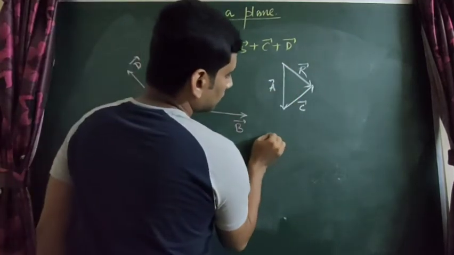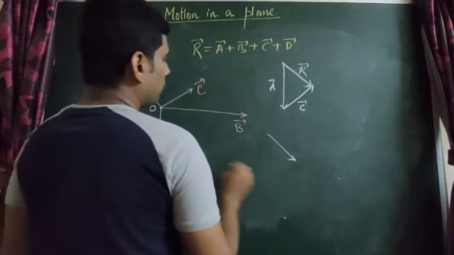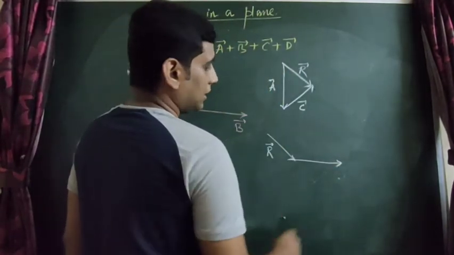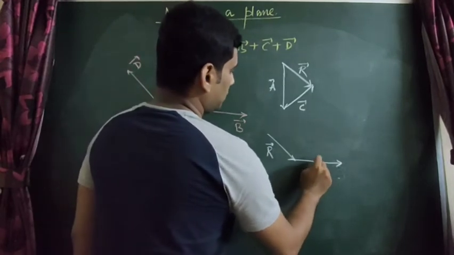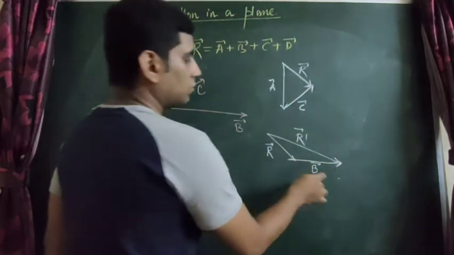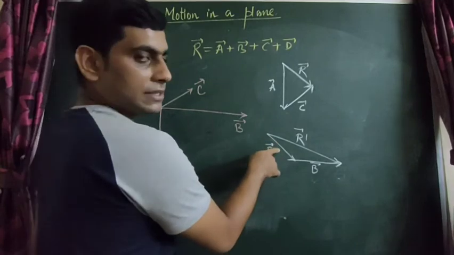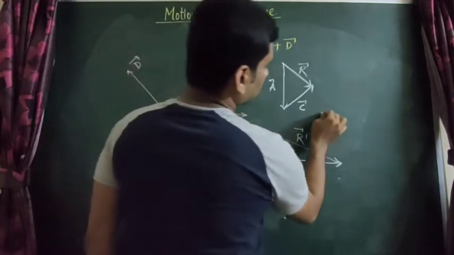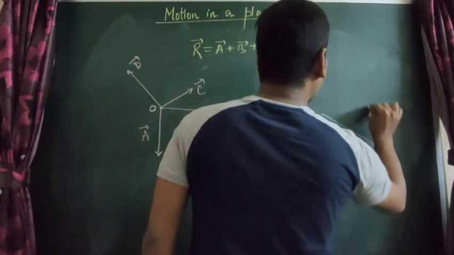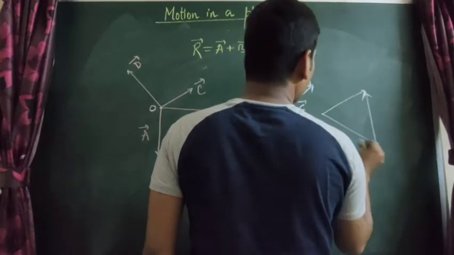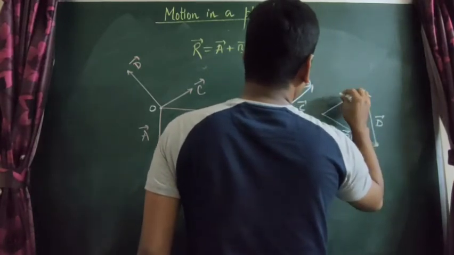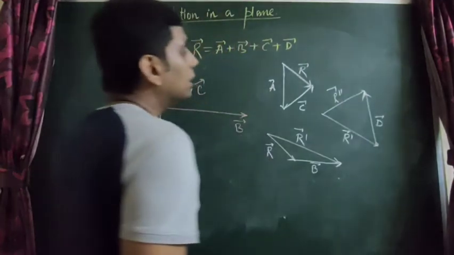Then with the resultant R, which I am drawing, suppose I am adding B. So this is the resultant, meaning A plus C, and now this is the vector B which is added with the resultant. So I get A plus C plus B. Now the direction of R prime is in this direction. Now you have to add D with that. So this is R prime, this is the D vector, and you get R double prime, that is A plus C plus B plus D.